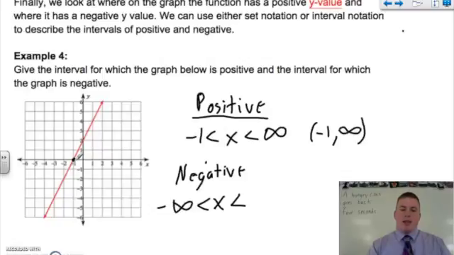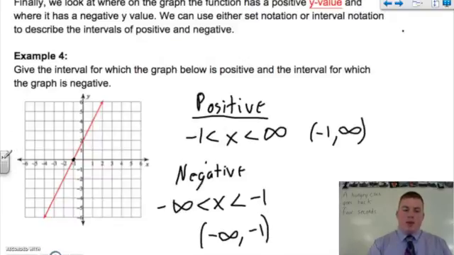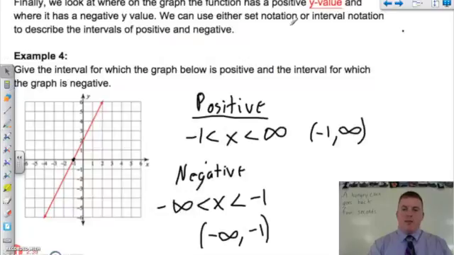Again, remember, since at -1, the y value would be 0, it's neither positive nor negative, so we can't include that, so we have to have the less than symbol, but we would say that x is less than -1. If we were writing it in interval notation, we would do negative infinity with a parenthesis to -1, again with a parenthesis. All right, so that wraps up intervals of positive and negative.